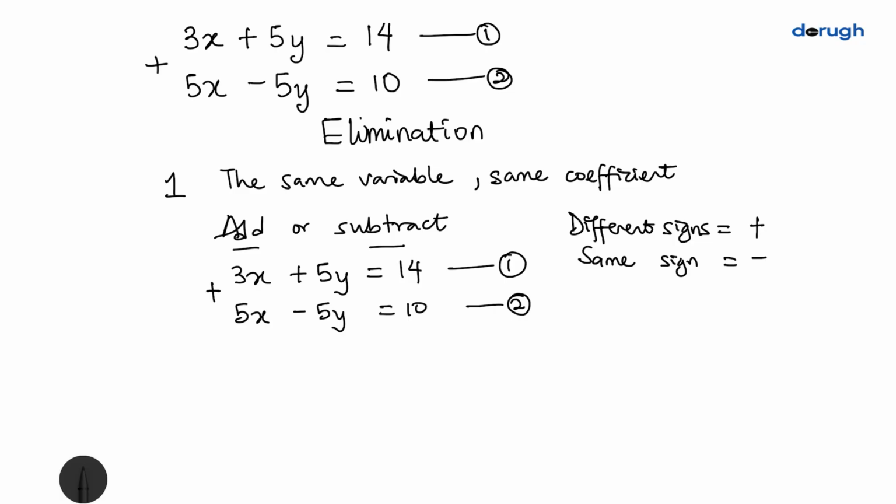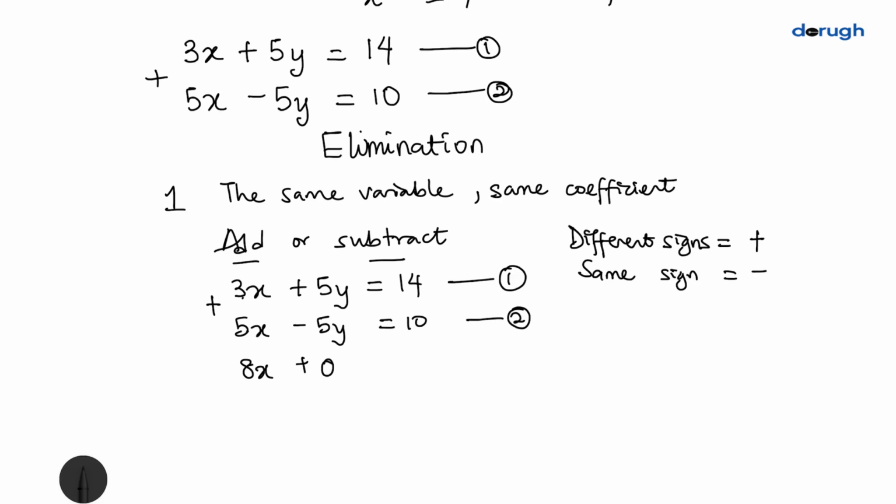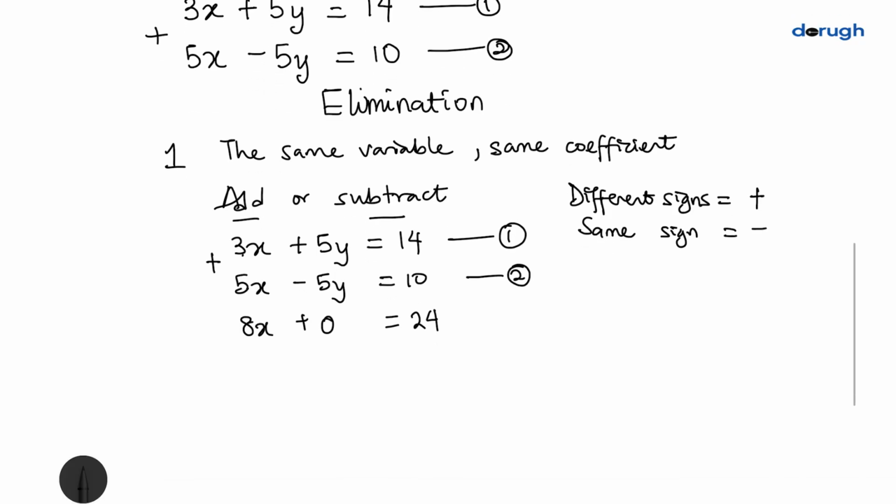So if we just put a plus sign here, 3x plus 5x becomes 8x, 5y plus minus 5y becomes 0, and then 14 plus 10 becomes 24. In that case, we now have that 8x equals 24. If we divide both sides by 8, we will have x equals 3.